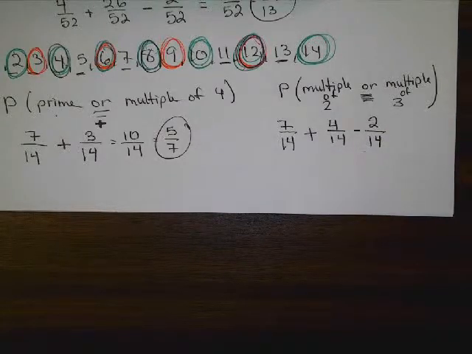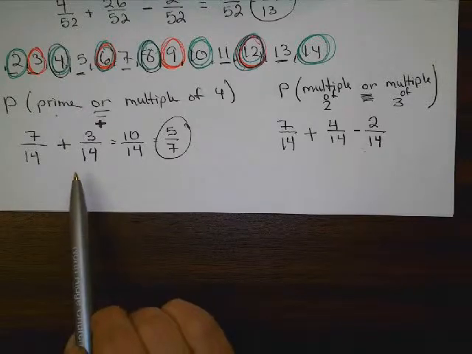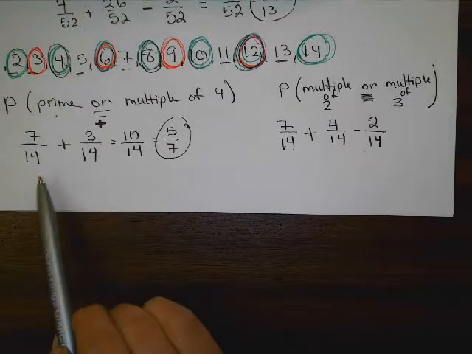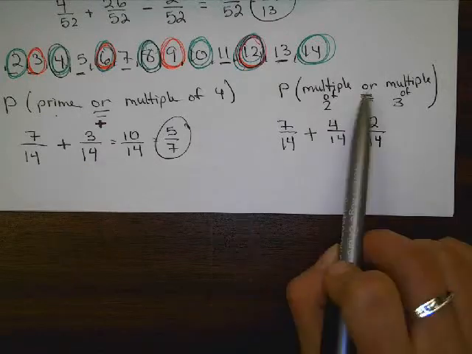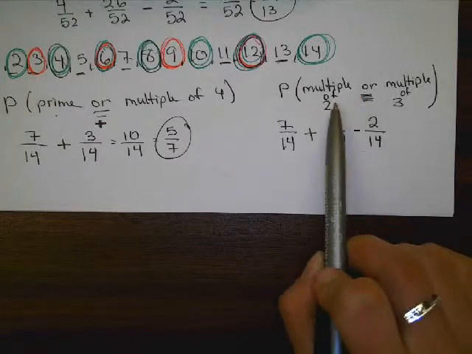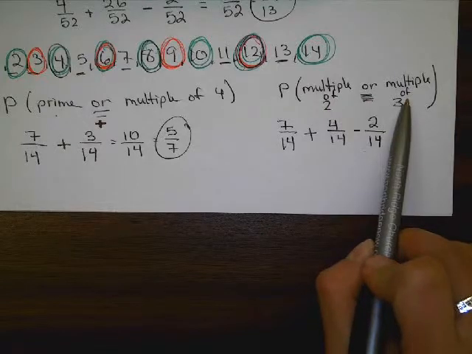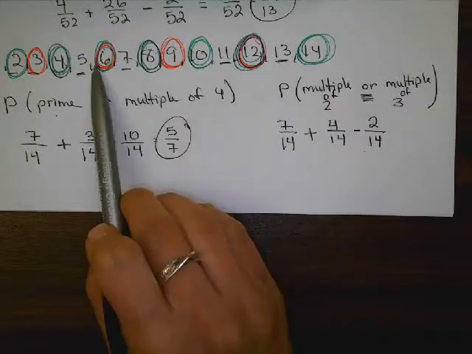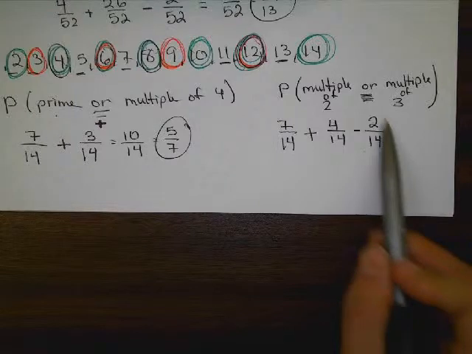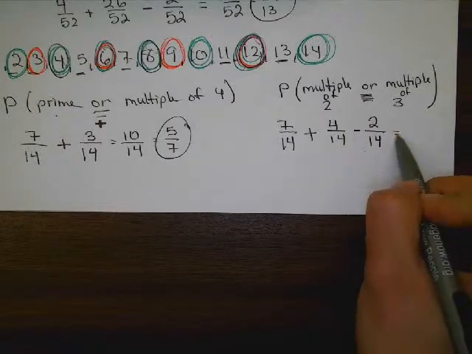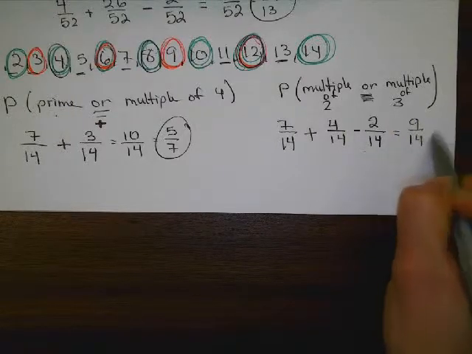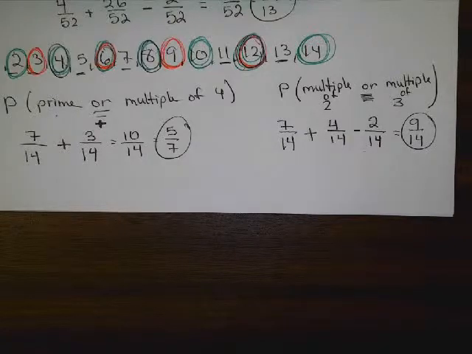Now, because of this, we know we have mutually inclusive events. Over here in this first one, these were exclusive because it was either prime or a multiple of 4. These are inclusive because we have a multiple of 2, a multiple of 3, and there are some numbers that belong to both. So I just subtract this overlap here, which is going to give me 9 out of 14. Those are a couple examples of how to do problems with probability.